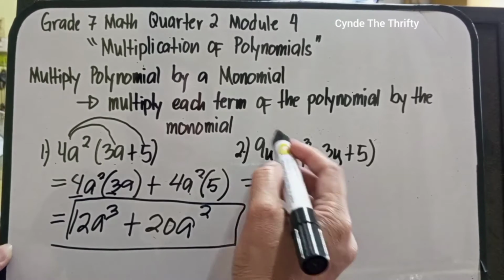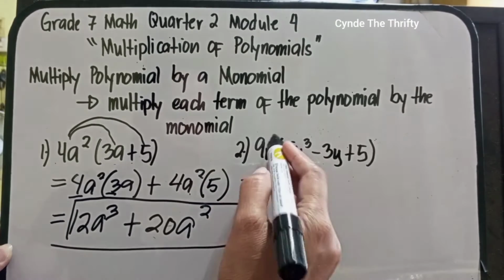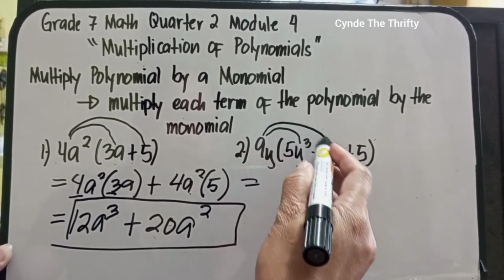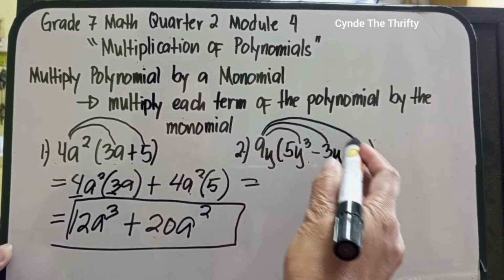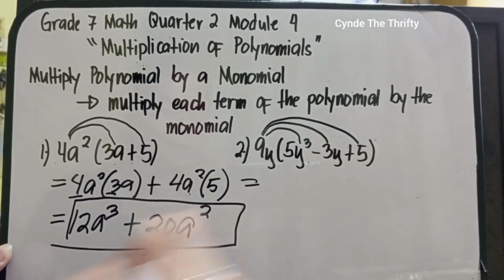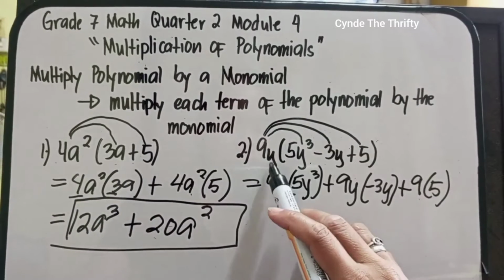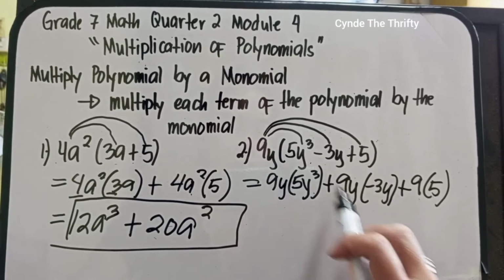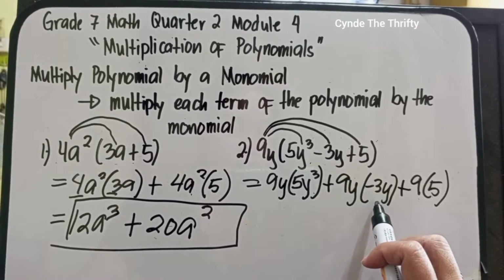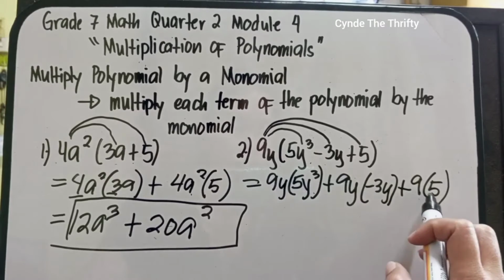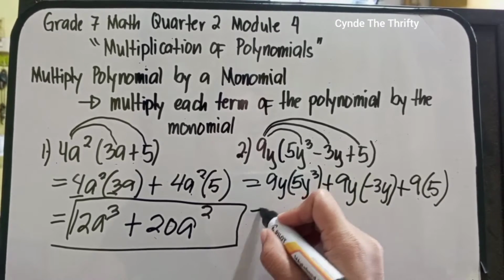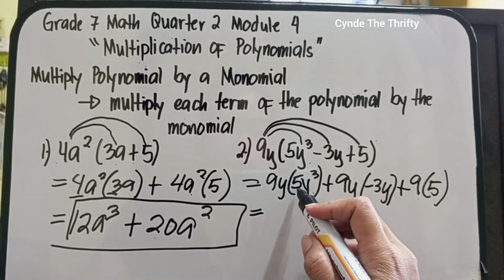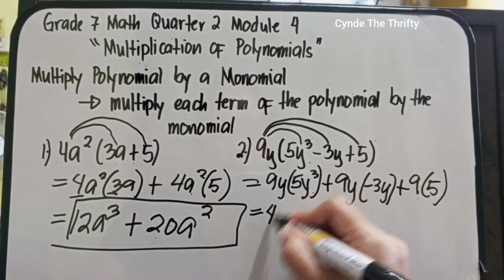So, ang gagawin natin is i-distribute natin itong ating monomial sa ating polynomial. So, i-multiply natin siya dito, i-multiply natin sa second term, at i-multiply natin siya sa third term. Okay, so si 9y i-multiply natin kay 5y cubed, and then si 9y i-multiply natin kay negative 3y, and then si 9y i-multiply natin kay 5. So, 9y times 5y cubed. So, 9 times 5 is equal to 45.